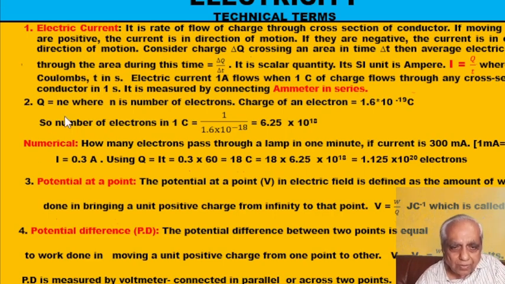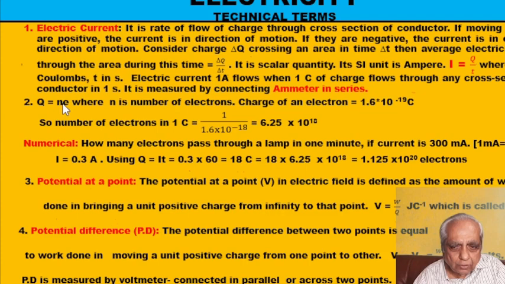So now we will start the technical terms of this chapter. There are electric current, potential difference, and resistance. These are three basic terms of this chapter. So try to understand them very carefully so that you understand.